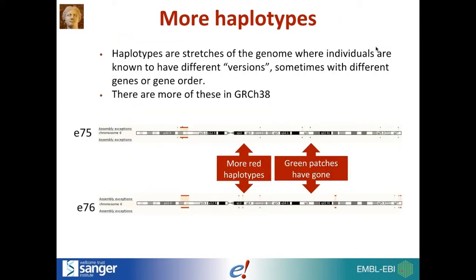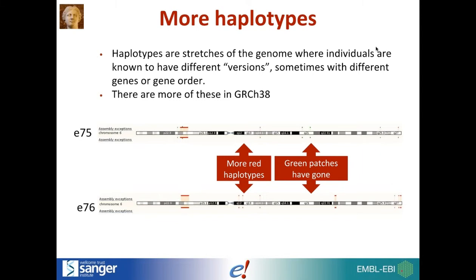We also have more haplotypes. These are versions of the genome, really highly variable regions where individuals are known to have maybe a different set of genes or genes in a different order. The most well-known of these is the MHC region on chromosome 6, which contains the major histocompatibility complex. We have a lot more haplotypes in GRCh38. A lot more of these regions have been identified, because a lot more sequencing has been done, which means that we found a lot more of these at different points in the genome.